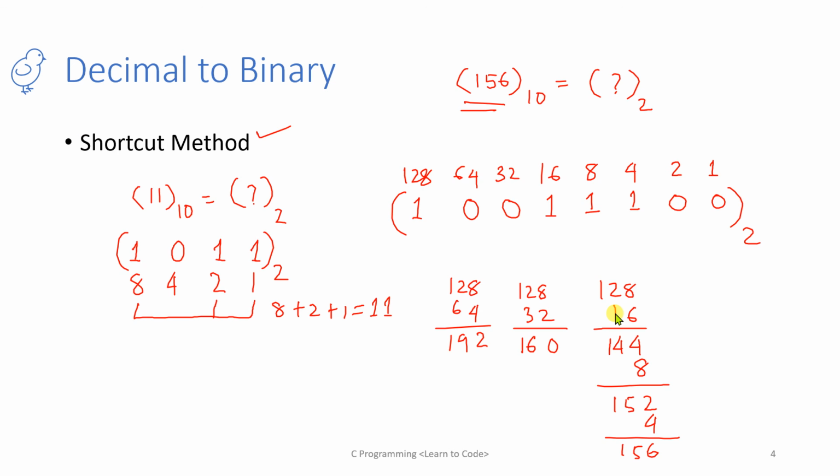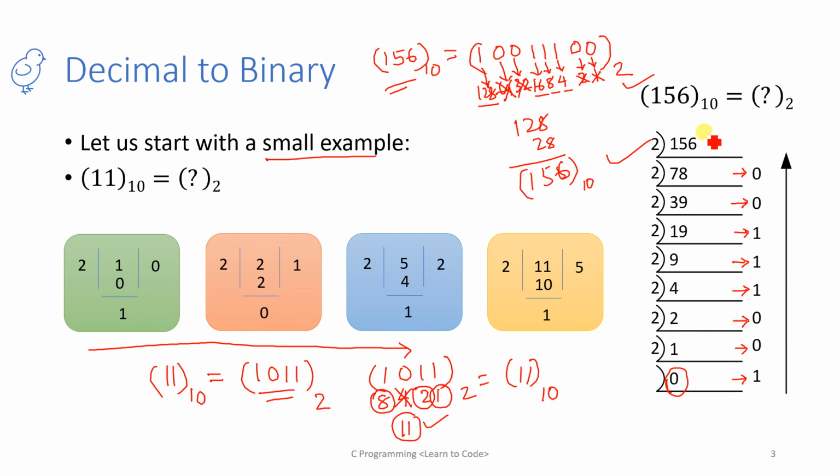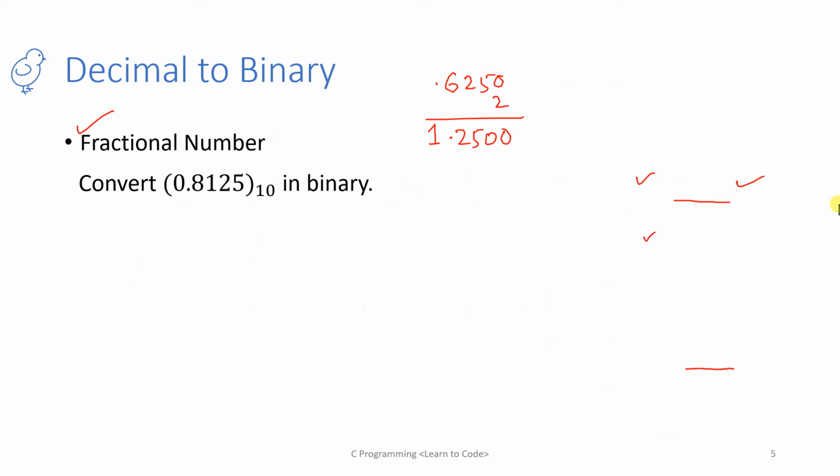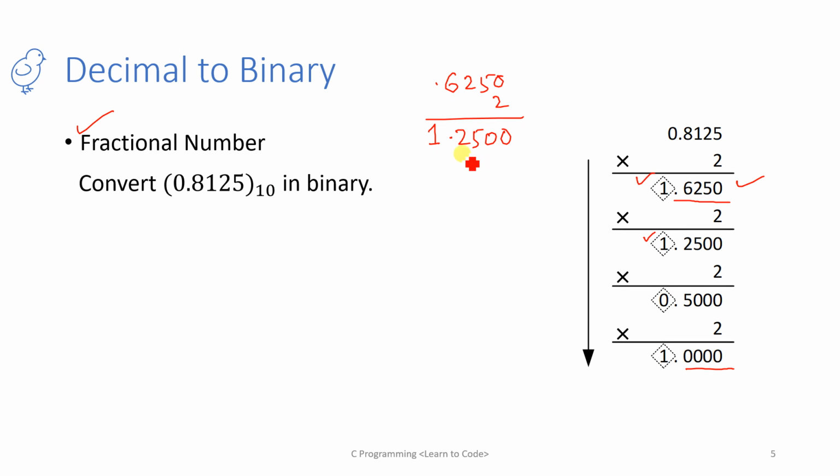But recall, in the previous case, I have already told you, when this is a whole number, there will be no decimal point, then you have to collect the numbers from bottom to top. But in this particular case, the numbers should be collected from top to bottom. So what is the answer now? The answer will be 0.8125 in decimal becomes 0.1101 in binary. Okay, so when a fractional number is given to you, you should solve it by this.